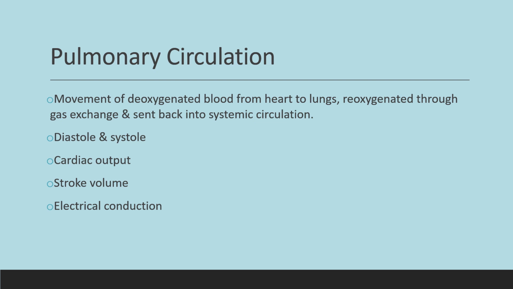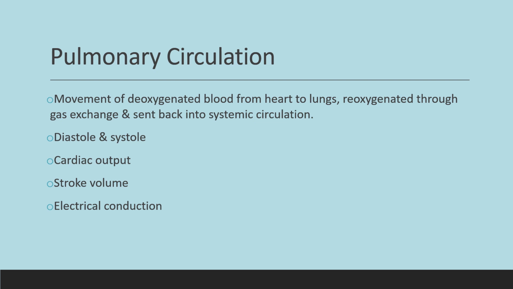The blood is oxygenated in the pulmonary capillaries. It then moves to the pulmonary veins and is returned to the left atrium. From the left atrium, the blood enters the left ventricle, is pumped into the aorta, and through the systemic circulation.